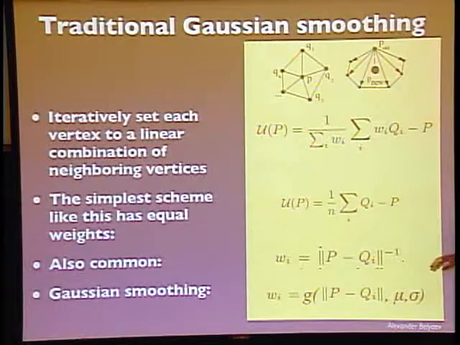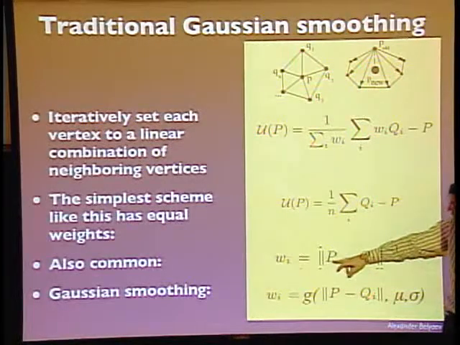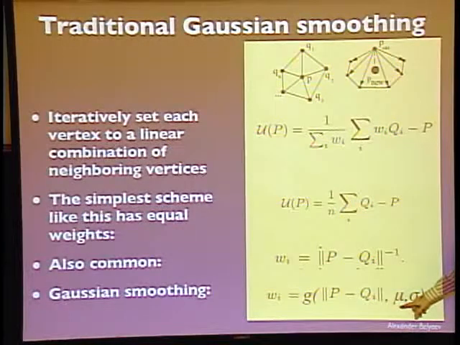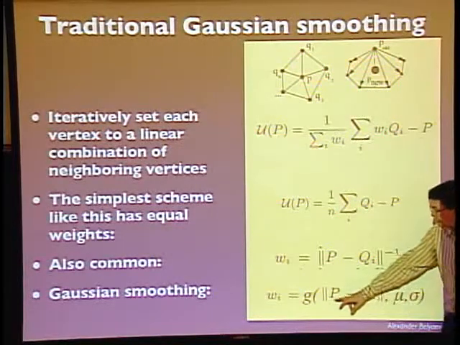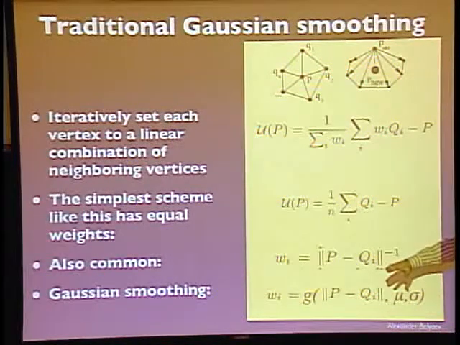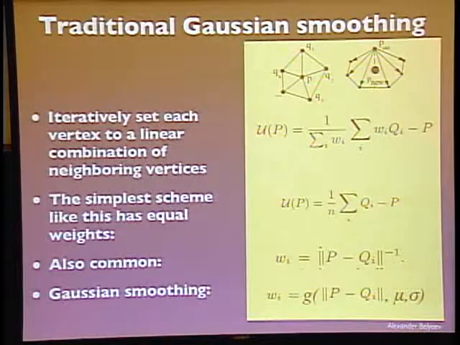Simply put, if Q_i is further away from P_i, its weighting goes down because you're taking the inverse of it. A similar thing can be achieved by making the weighting Gaussian. So this is going to have a standard deviation, sigma. It's probably going to have a mean that is zero. And if the distance between P and Q is very large, then the weighting for that point Q is going to be relatively low. How low is determined by the standard deviation of the Gaussian. This is referred to as Gaussian smoothing, and it's very, very common.